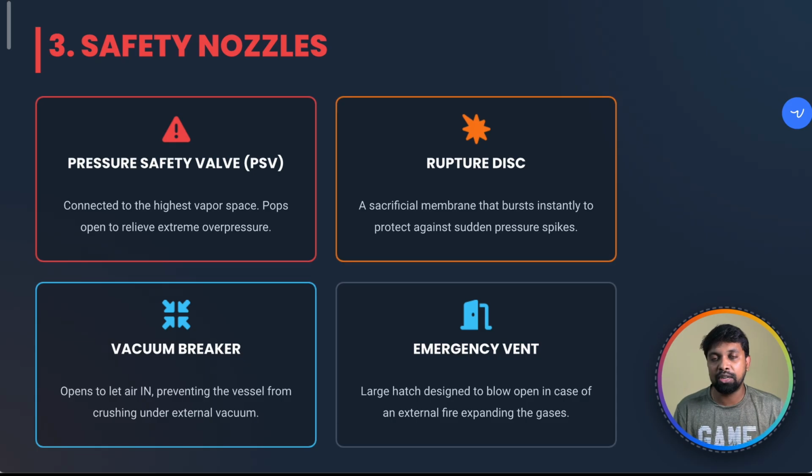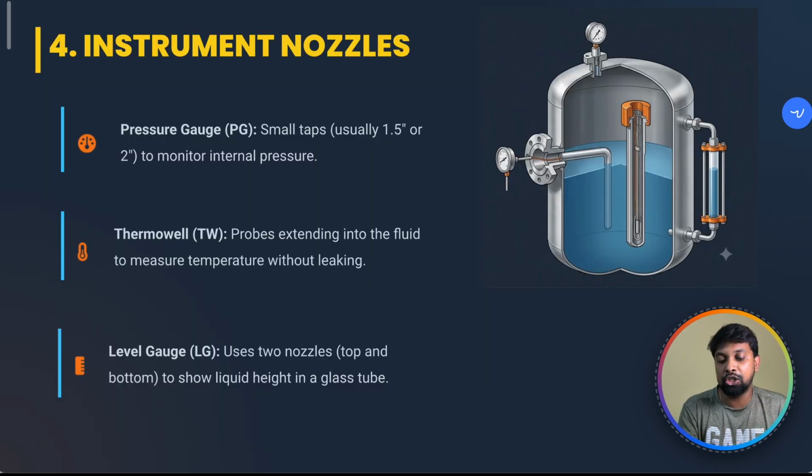Emergency vent is a large hatch designed to blow open in the case of an external fire expanding the gases. This type of emergency vent you can see in paint industries, mostly the paint industry, and also if there is any solvent included in the particular plant, you can see these kinds of emergency vents. Instrumentation nozzles, we are talking about the pressure vessel, right?